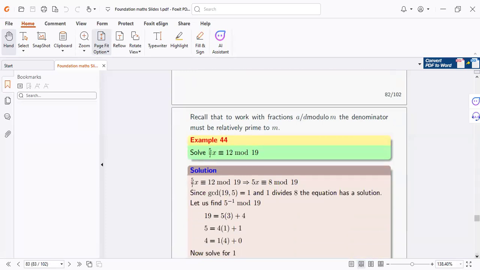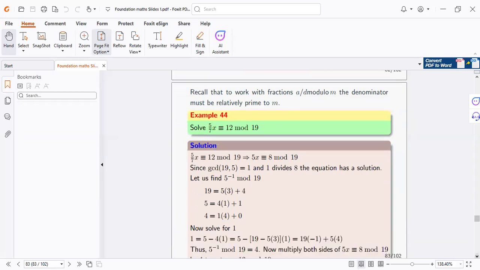Now, you can also be given a question like this to solve. And so there are 2 ways. We did solve a similar question earlier. Now, I've written here something. Recall that to work with fractions A out of D, to work with such fractions mod M, the denominator should be relatively prime to M.